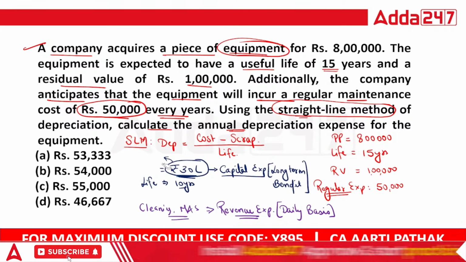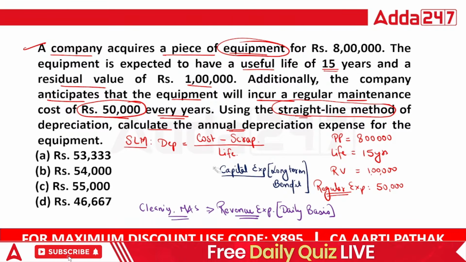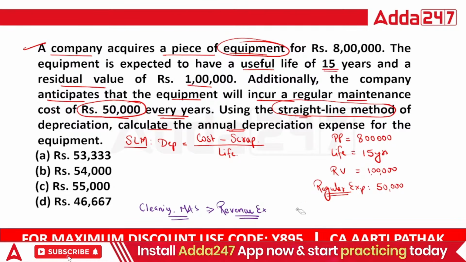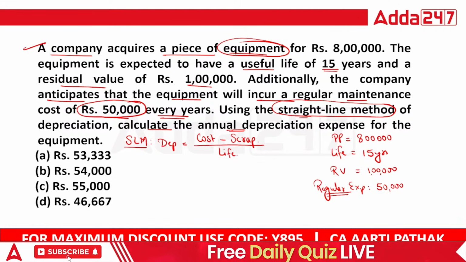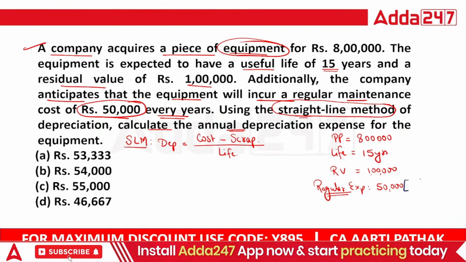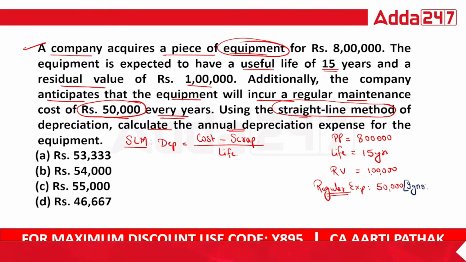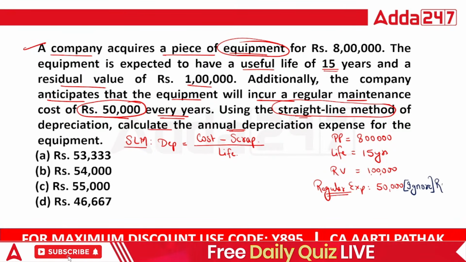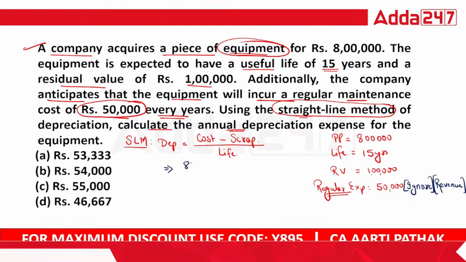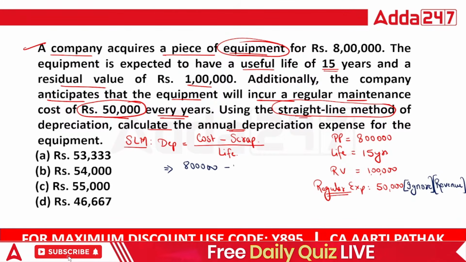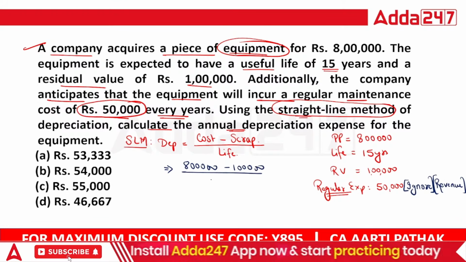Now I am erasing this example and you need to tell me, the 50,000 that you are incurring on regular maintenance, are you going to add that in the total value of the asset, or are you going to ignore it? You are going to ignore it, because this is your revenue expenditure, correct? So no need to add it in your cost. You will be taking only 8 lakhs minus 1 lakh divided by 15.